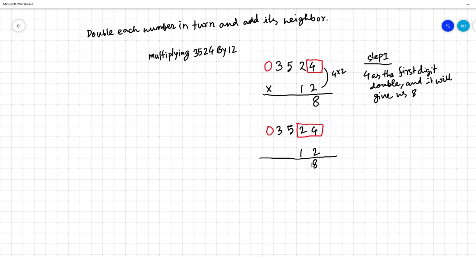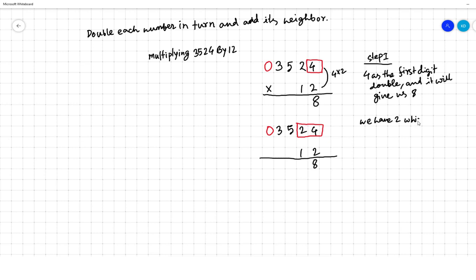So double this neighbor and add. Let me explain here. This is double, and we have 4 in the first step. 4 as a first digit, which we double and gives us 8. There is no neighbor to add, so this is very easy.